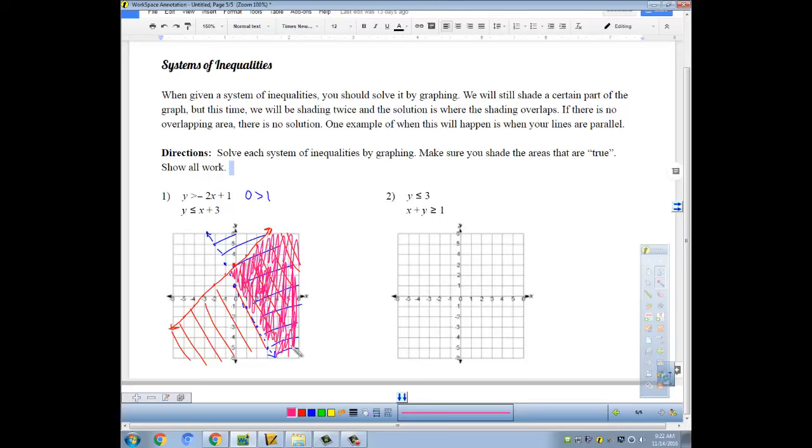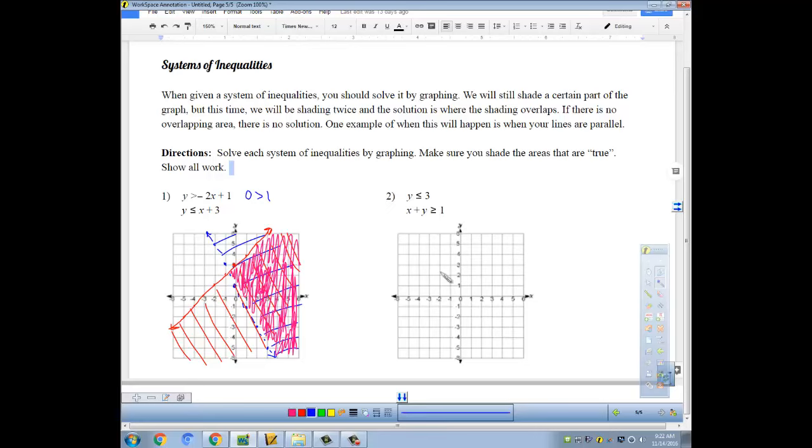So if I were to ask, is 0, 5 a solution? So 0, 5 is right here. That would be no, because it is not in the double shaded area. If I ask, is 2, 1 a solution? 2, 1 would be about here. Yes, because that's in the shaded area.